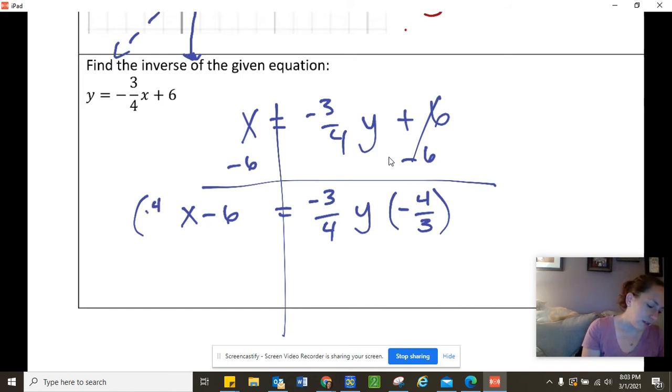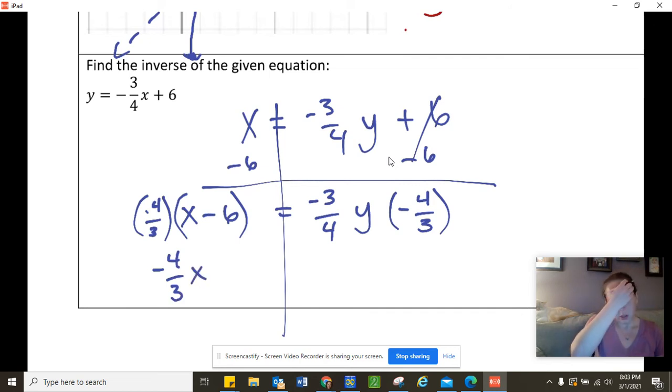But keep in mind that I have to do -4/3 times everything on the left side, both of those terms. So with the x, it's super easy. -4/3 times x is just -4/3 x. There are a couple of different ways that you could think about -4/3 times -6. If you think of 6 as the fraction 6/1, you would just multiply straight across. -4 times -6 is 24. 3 times 1 is 3. 24 divided by 3 is 8.